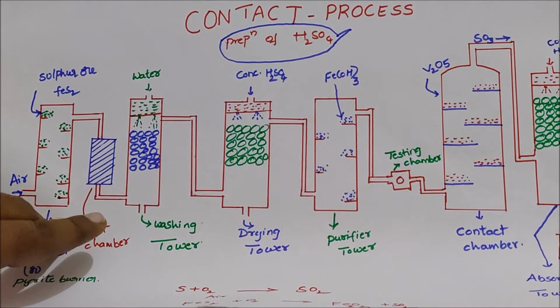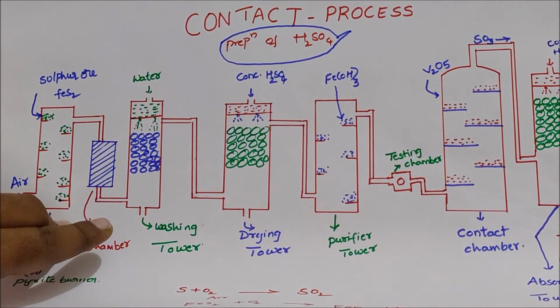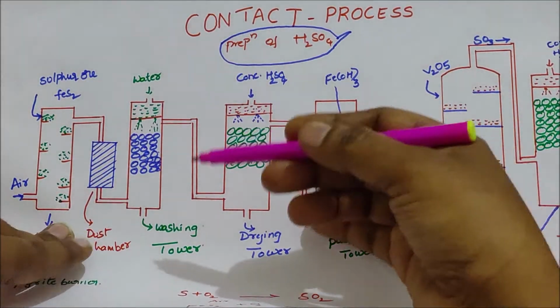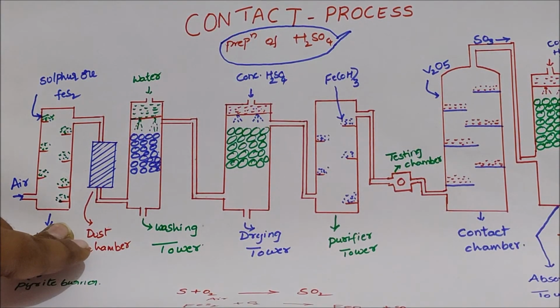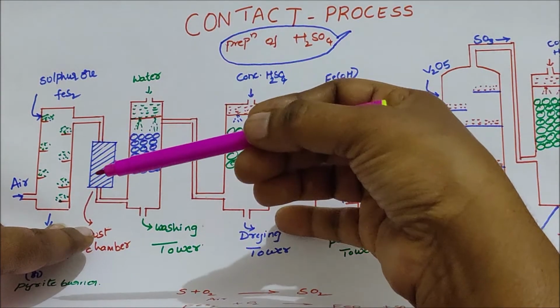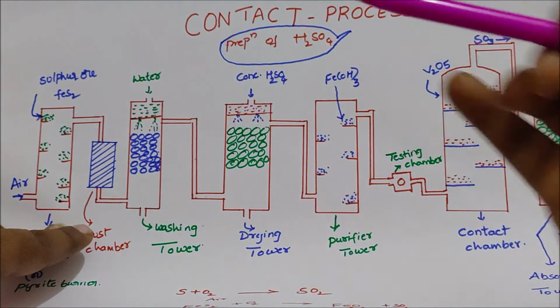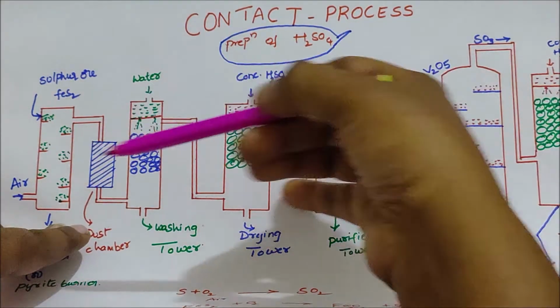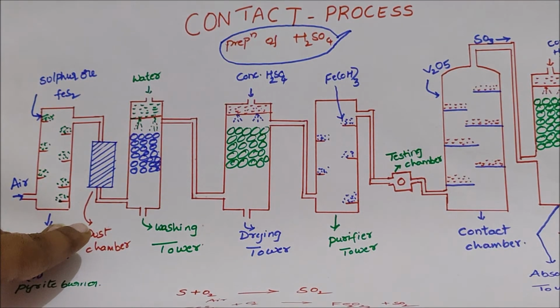Manufacture of sulfuric acid by the contact process is done by these chambers. How many chambers are contained in the contact process? Nine chambers are contained.